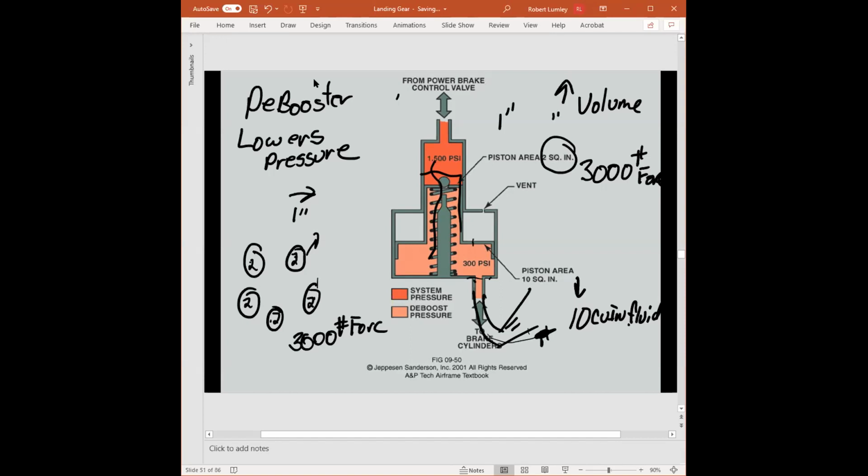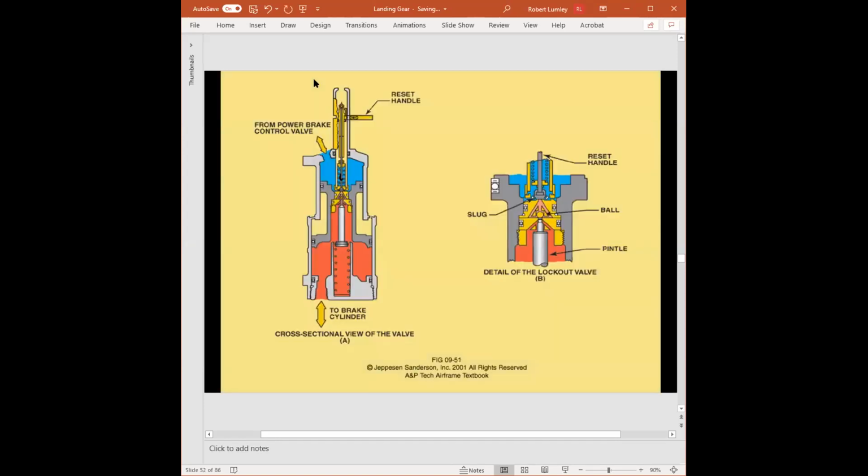By the way, this pin here is called a pintle. And you'll see it over here. Once again, there's the pintle. They still have the pintle. They still have the ball valve, right?